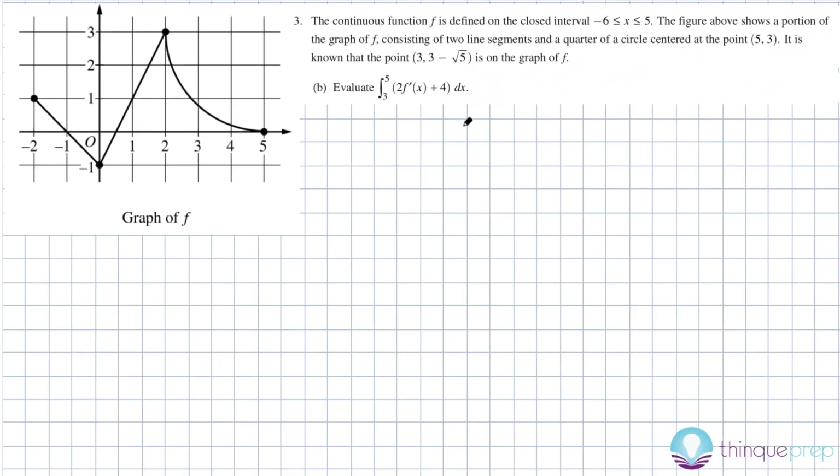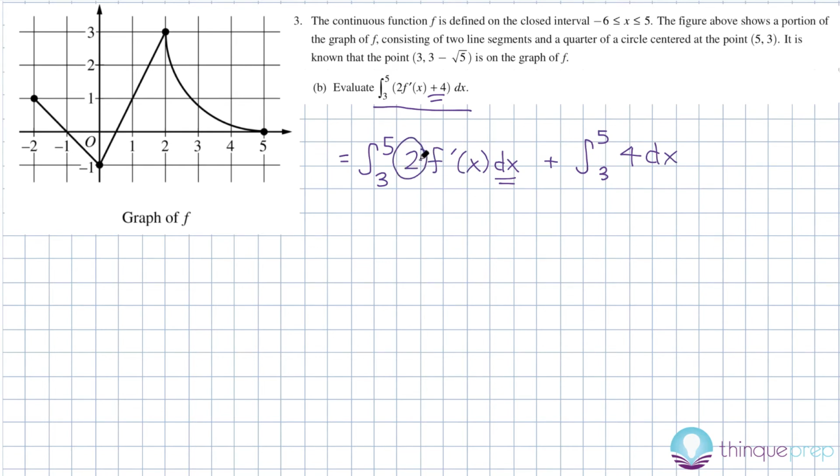So in this part, we're told to evaluate this integral from 3 to 5 of 2f prime of x plus 4 dx. One of the properties of integrals is that if we have a sum inside the integral, we can split it up into the sum of two separate integrals. So what do I mean? I can take this as 2f prime of x dx, do not forget the dx here, plus the integral from the same bounds, 3 to 5, of 4 dx. Because then this becomes much easier to evaluate.